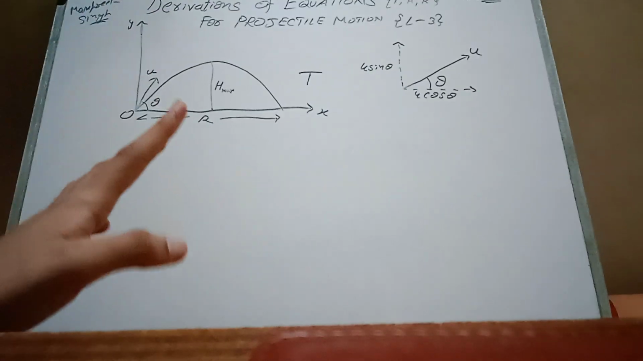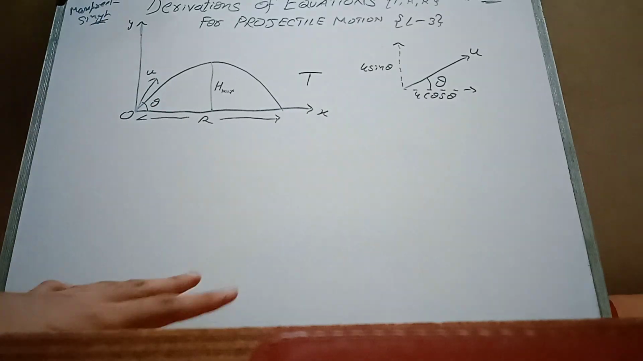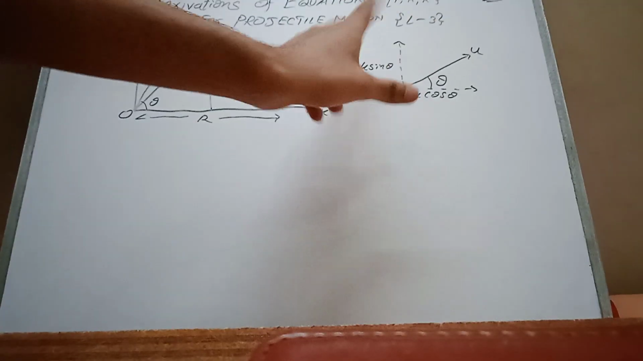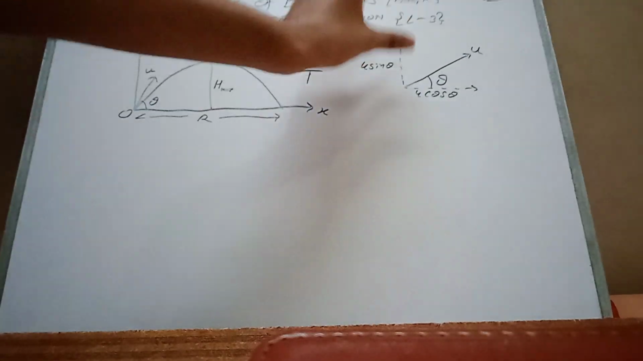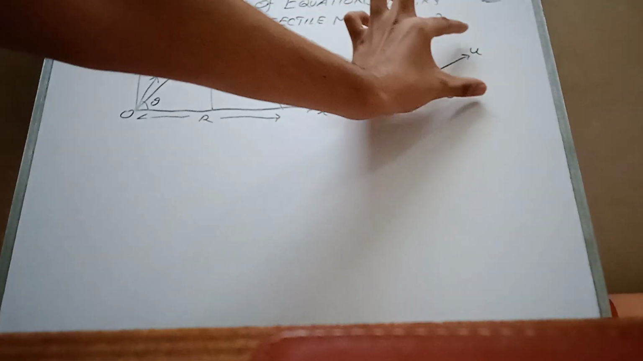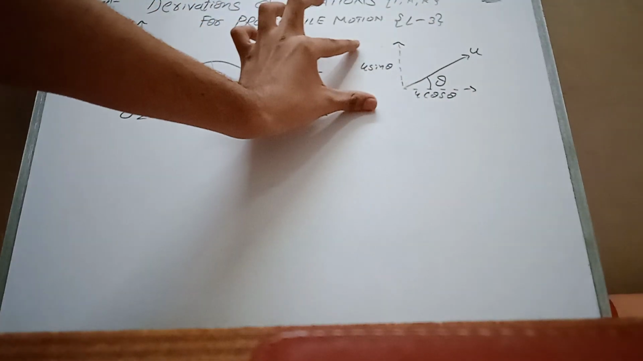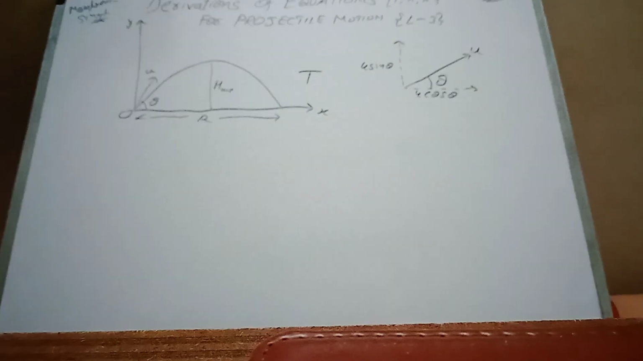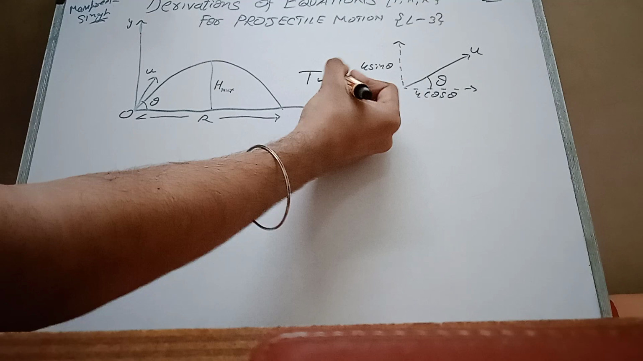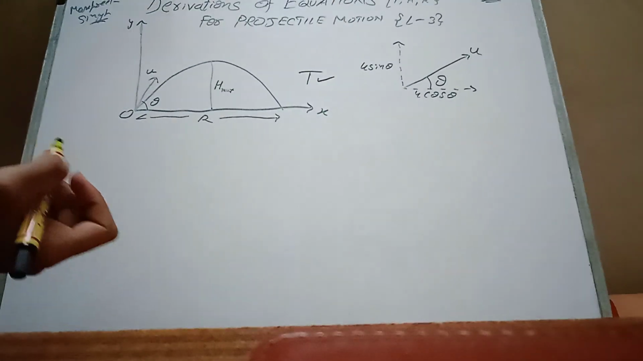I hope you have attended all the lectures on vectors so that you can split the vectors. You understand that u sine theta is from this point to this point. Clear? So you have to draw this first, and now jump on to the derivations. First of all we will derive the equation for time of flight.